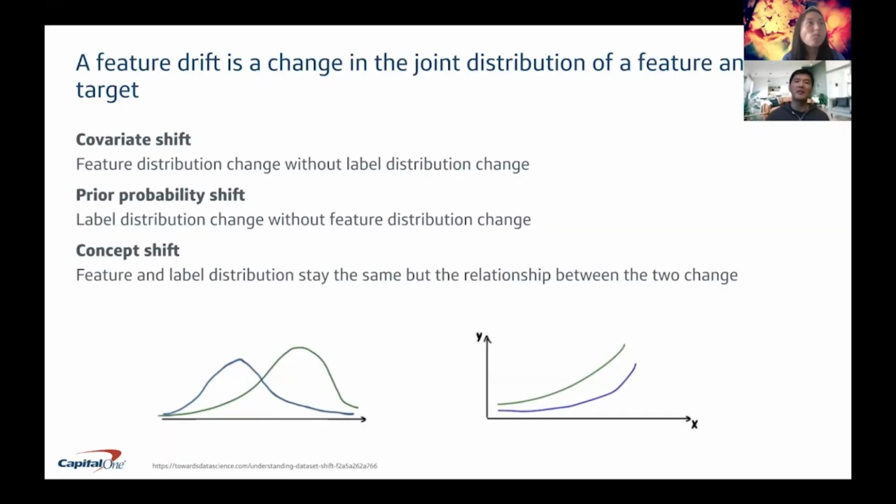Before we dive into the details of the system, I'd like for us to get aligned on a couple of terminologies. The first is feature. It's an overloaded term in software engineering, but in machine learning, it's a descriptive attribute that's used as an input to a machine learning model to make some sort of prediction. A feature drift is a change or a shift in the joint distribution of a feature and a target.